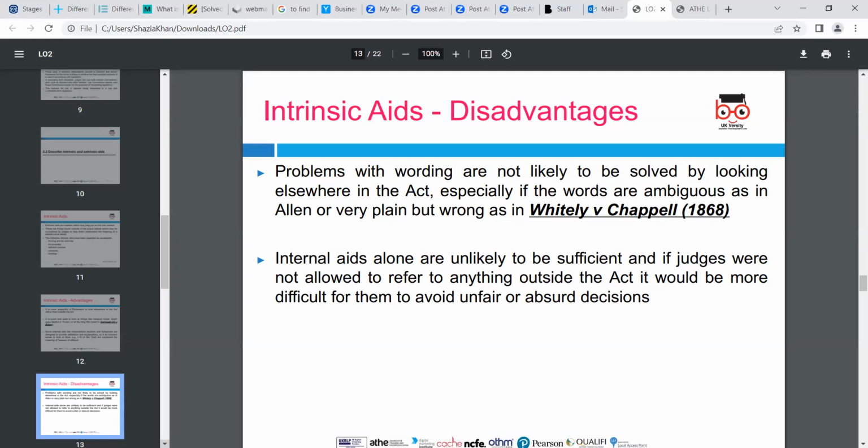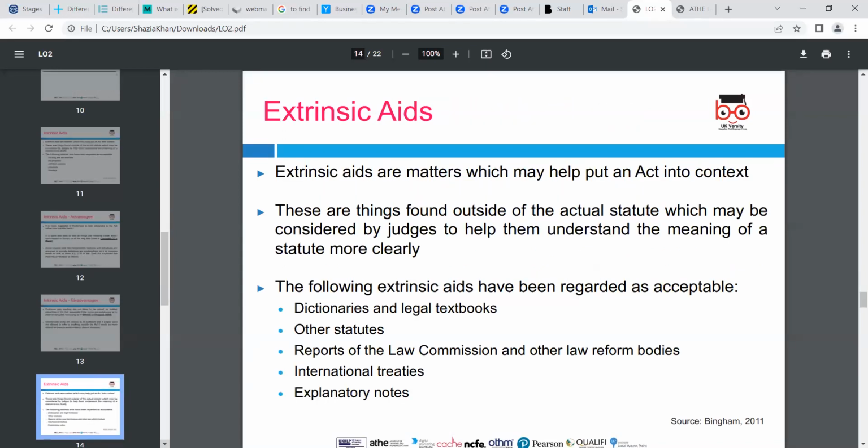Internal aids alone are unlikely to be sufficient, and if judges were not allowed to refer to anything outside the Act, it would be more difficult for them to avoid unfair or absurd decisions. Extrinsic aids. These are matters which help put an Act into context. These things are found outside of the actual statute, which may be considered by judges to help them understand the meaning of a statute. The following are extrinsic aids which have been regarded as acceptable.